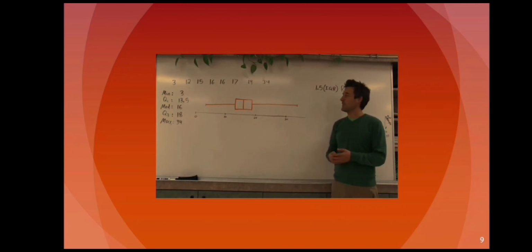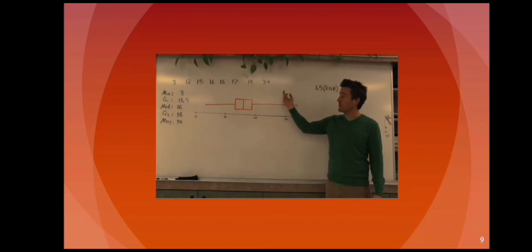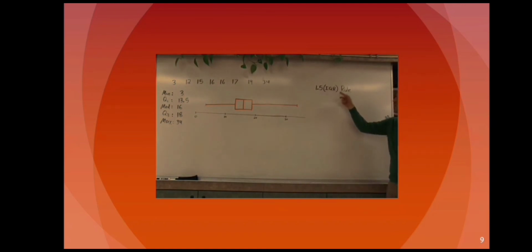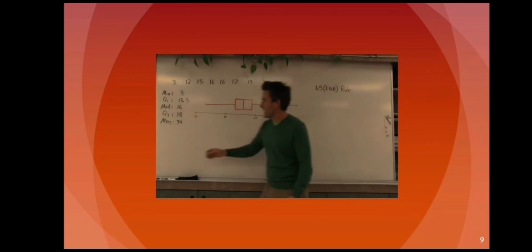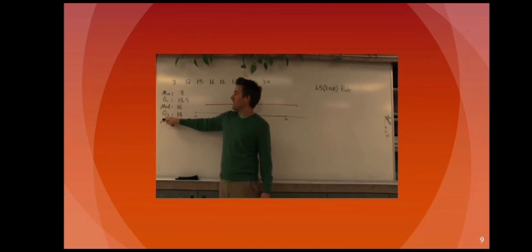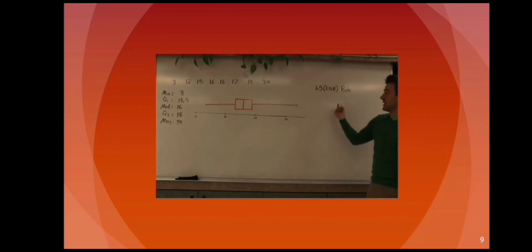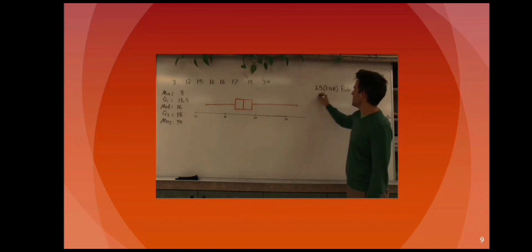So what we're going to do is figure out if the 3 or the 34 or any of the other numbers actually qualify as outliers. To do that, we use something called the 1.5 interquartile range rule. So the interquartile range can be calculated by taking quartile 3 and subtracting quartile 1 from it. And then we're going to multiply that by 1.5. So let's start with that.